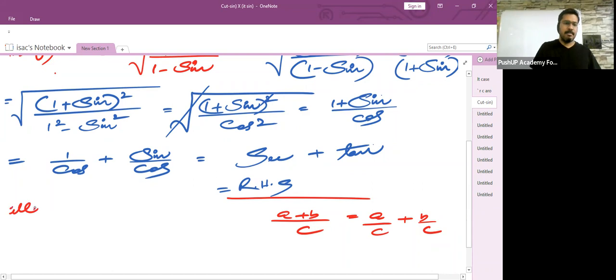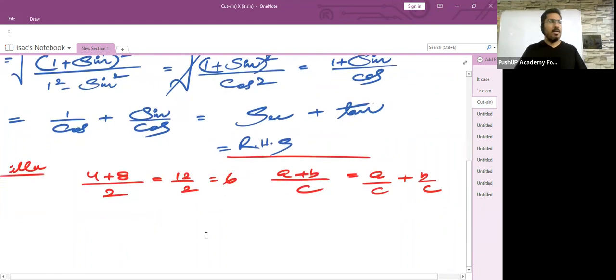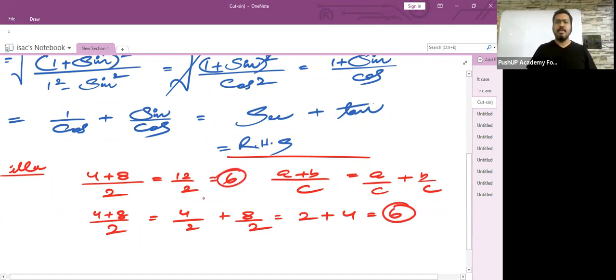See this? Illustration. 4 plus 8 divided by 2. What should be the answer? It's 6. Why? Because 4 plus 8 is 12 divided by 2, that is equal to 6. Now I'll show a different calculation here. Individually taking the terms in the numerator and dividing with the denominator. So 4 divided by 2 plus 8 divided by 2. What is 4 by 2? 2. 8 by 2? 4. 2 plus 4 is 6. Are we getting the same answer? Yes. So this is the concept behind it.